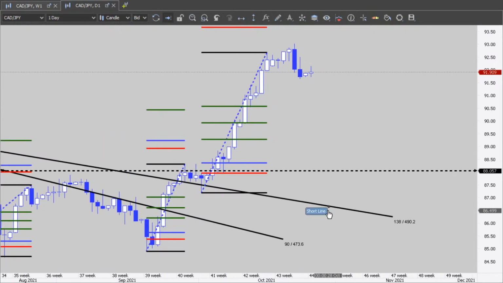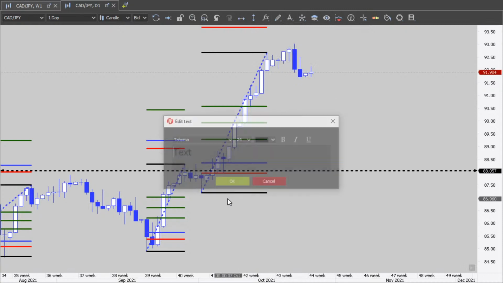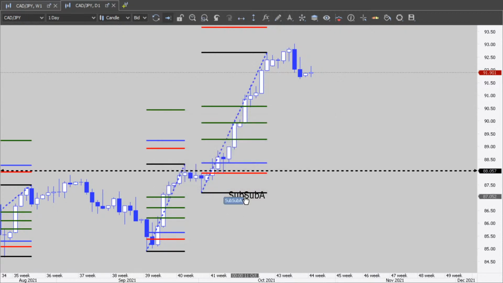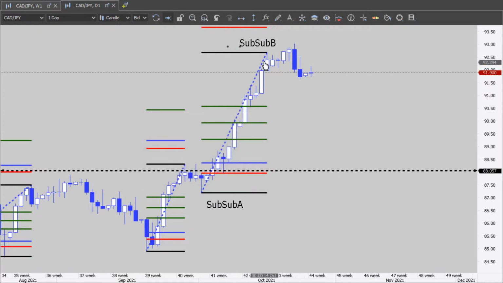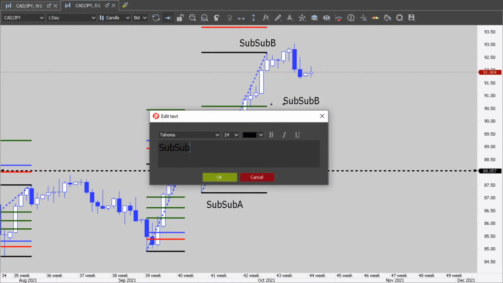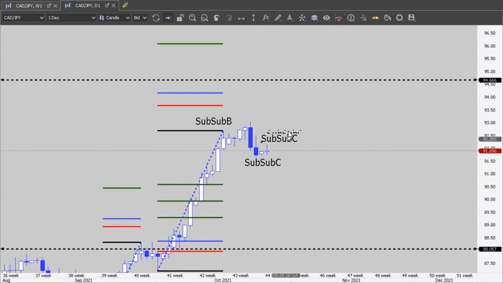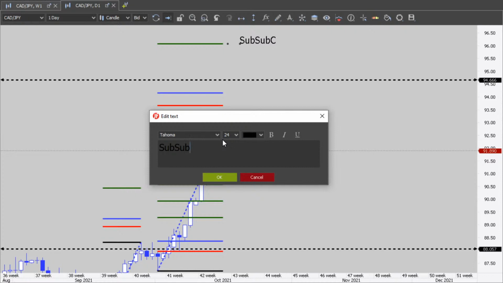right? Now we're going to delete this trend line, and one more time, we're going to write in the text sub A, in here, clone, double click, edit label, sub B, clone, edit label, sub C, and clone, edit label, clone, up in here, edit label, sub D.